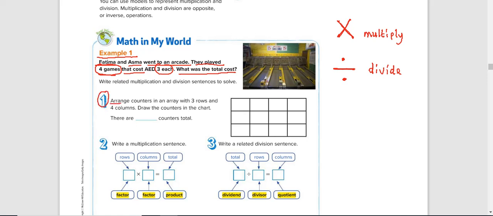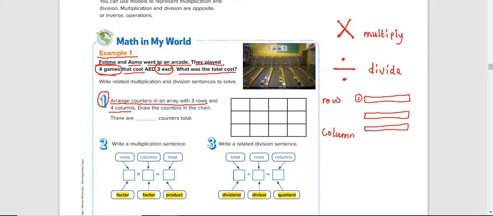Step 1, arrange counters in an array with 3 rows and 4 columns. So first I'm going to explain what is row and what is column. Like a seating arrangement in class, some people sit here in the front, we have another sitting at the back, and some other sit again at the back. This type of arrangement is called row. So in this case, there are 3 rows.